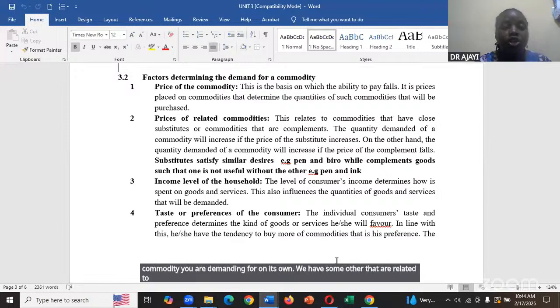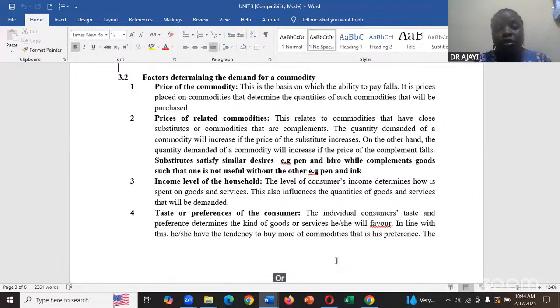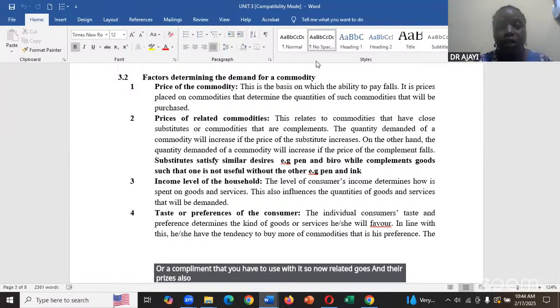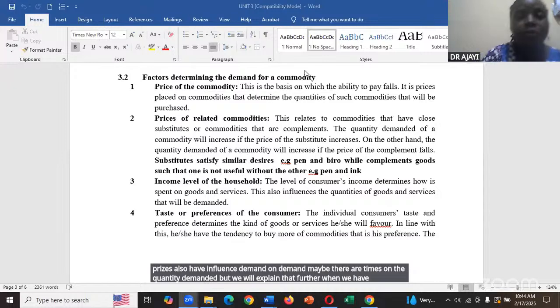And the relationship could be either a substitute for it or a complement that you have to use with it. So now related goods and their prices also have influence on demand and maybe at times on the quantity demanded, but we will explain that further when we are taking elasticity.